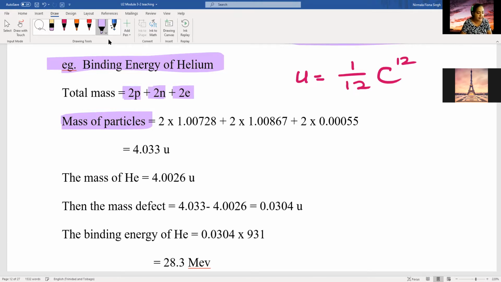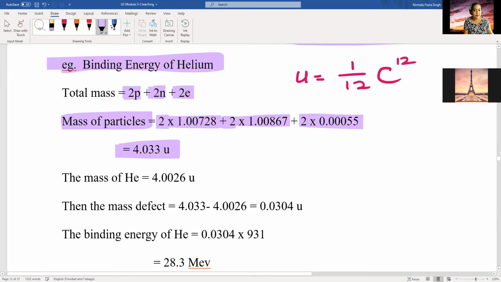So we have here 2 times the mass of your proton, 2 times the mass of your neutrons in terms of unified atomic masses, and 2 times the mass of your electrons in terms of unified atomic masses. So when you add them up, you see why it's really much easier to work with u, because you don't have all those decimal places and small numbers to work with, because human error is a thing that we all encounter.